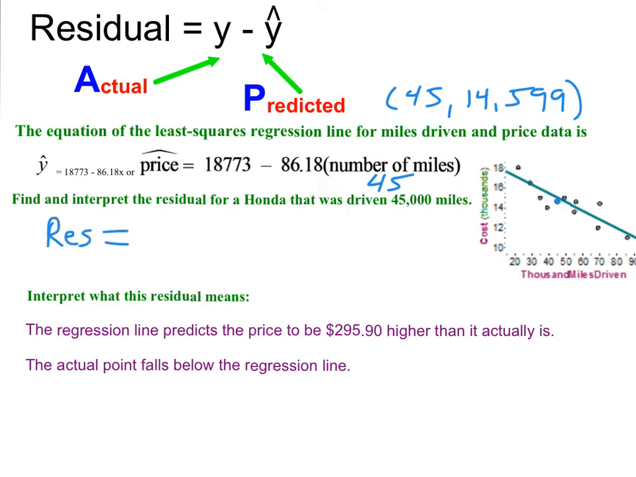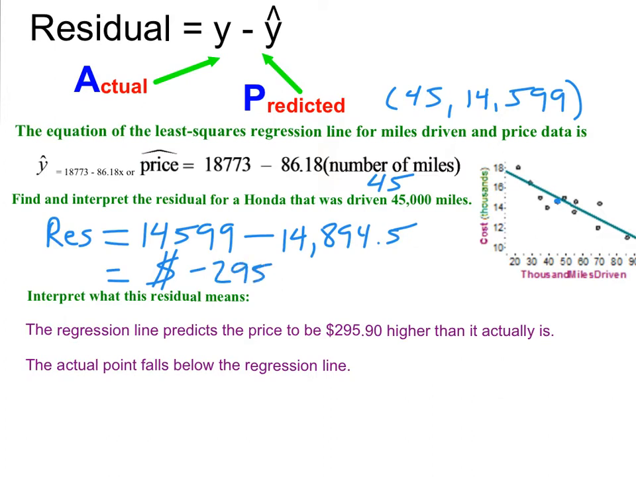So here's how a residual works. I look at the difference. The actual asking price was $14,599. My line gives me a prediction of 14,894.5. The units here are in dollars, and we get negative 295.9. That's one part of what you would need to be able to do with a residual.